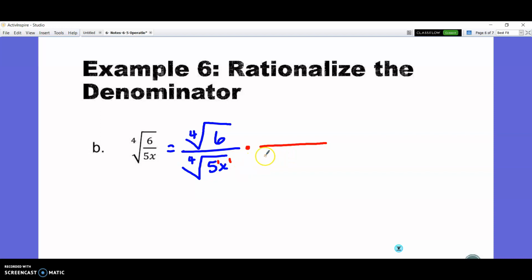So in order to make the full group, I would need 3 more of the 5s. I would need 3 more 5s, and that would make a total of 4. And then for the x's, I have one x, so I would need 3 more x's as well. So I'm going to multiply the top and bottom by that so that it's really just the number 1.